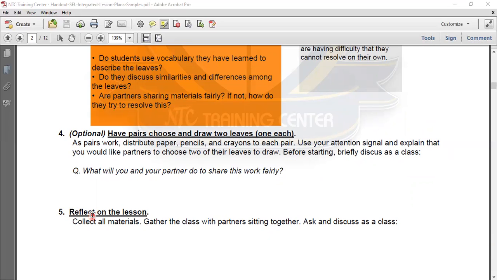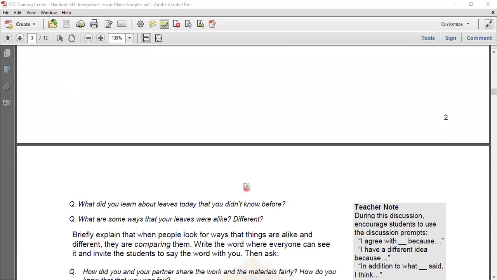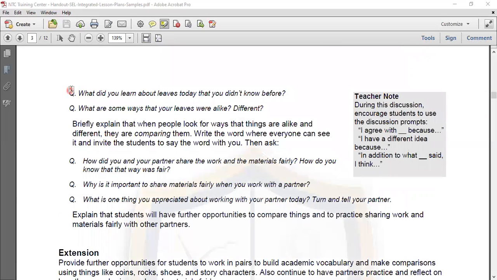Number 5, reflect on the lesson. Collect all materials, gather the class with partners sitting together, and ask and discuss as a class: What did you learn about leaves today that you didn't know before? What are some ways that your leaves were alike and different?